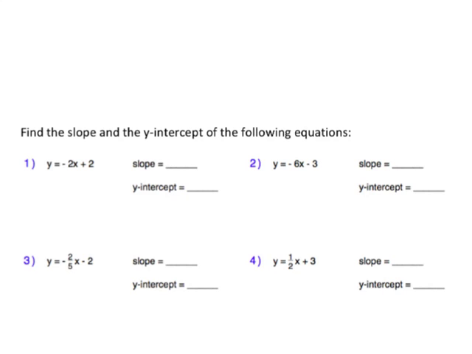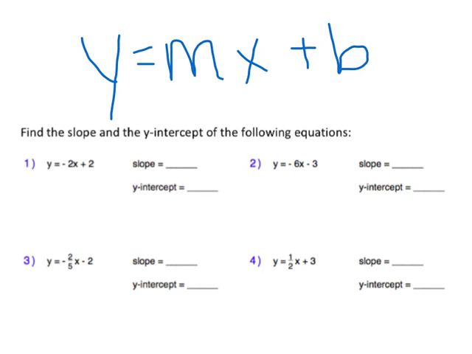Alright, so now we have a few equations that we need to find the slope and the y-intercept from. I'm going to rewrite my general equation for a line on top, y equals mx plus b. Which variable in this equation is your slope? Look at your notes. Yeah, your m is your slope, and your b is your y-intercept.